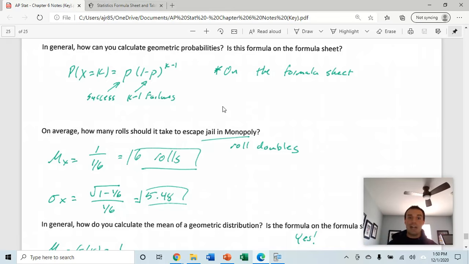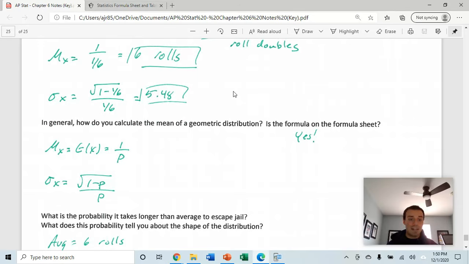In general, how can you calculate geometric probabilities? This is also on the formula sheet. You put the number of failures you need and you multiply that times your success whenever that's going to occur to get the formula for a geometric probability. In terms of the mean and the standard deviation for a geometric distribution, these are also on the formula sheet. So your mean for a geometric is 1/p, and your standard deviation for a geometric distribution is the square root of (1 minus p)/p.